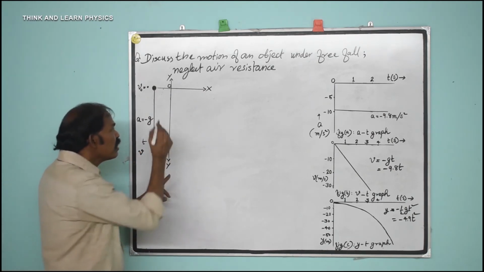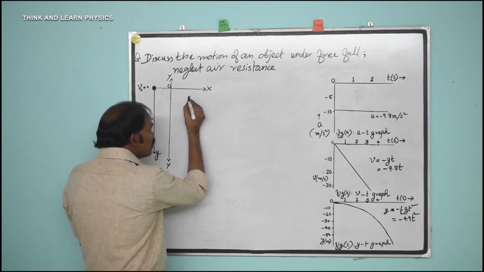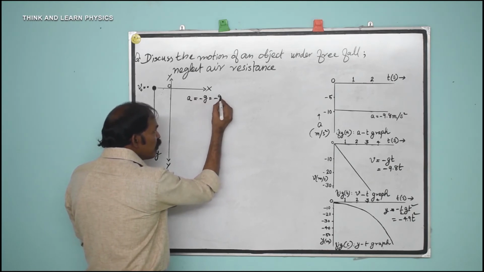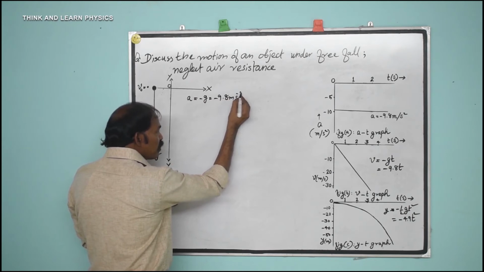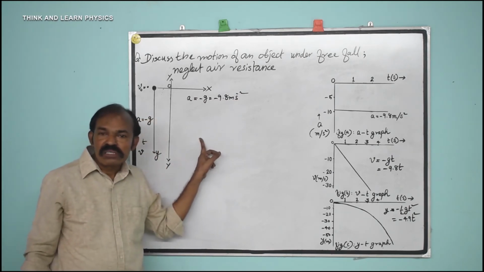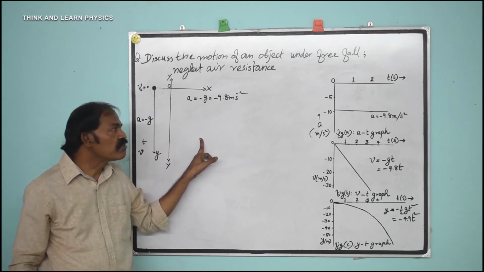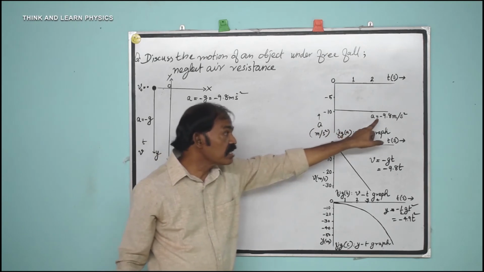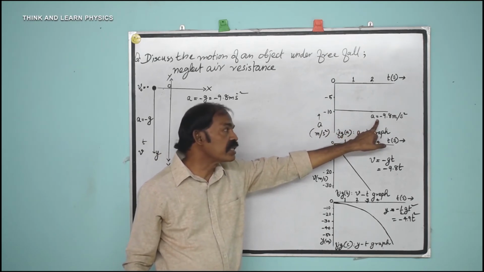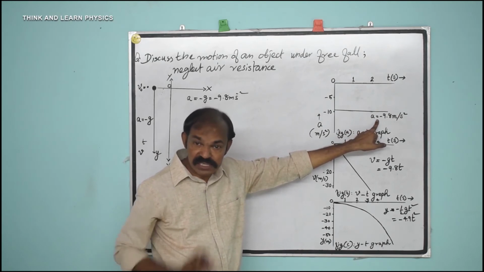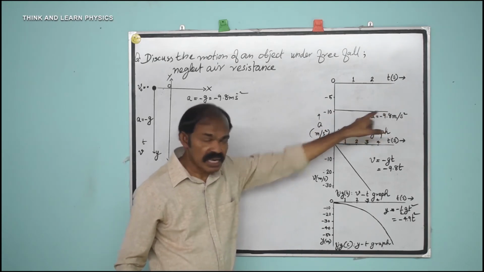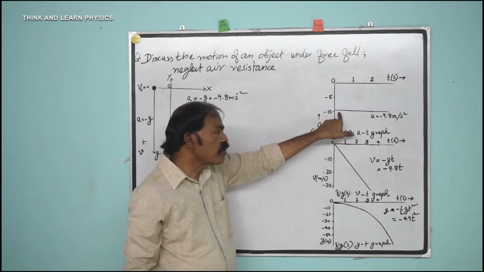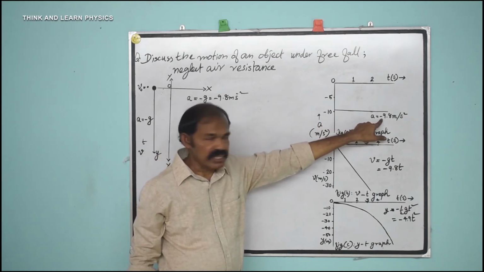We have the relation, the acceleration of the object is a equal to minus g, that means minus 9.8 meter per second square. So if you draw the acceleration time graph for the freely falling object, we will get a graph like this. That means the acceleration remains the same, equal to minus 9.8 meter per second square. That is a straight line parallel to the time axis, and it will be below the time axis. This is minus 10, just above minus 10, minus 9.8 is taken. This is the graph.